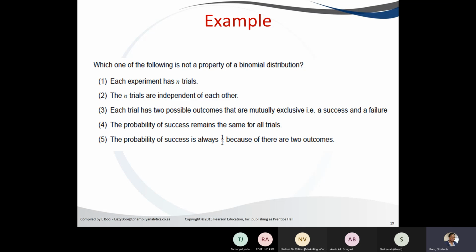Therefore, the only thing there that is not a true binomial distribution property is that the probability of success remains the same for all the trials. No, it does not remain the same, because if you have a die, the probability will be different. If you have a stack of cards, the probability will be different. And you will be able to answer those questions by understanding the basic probabilities.